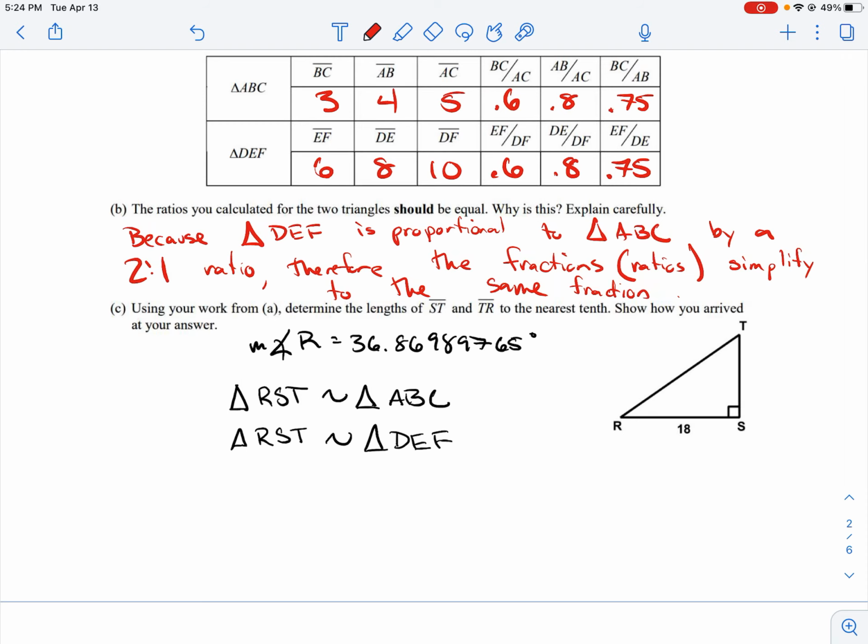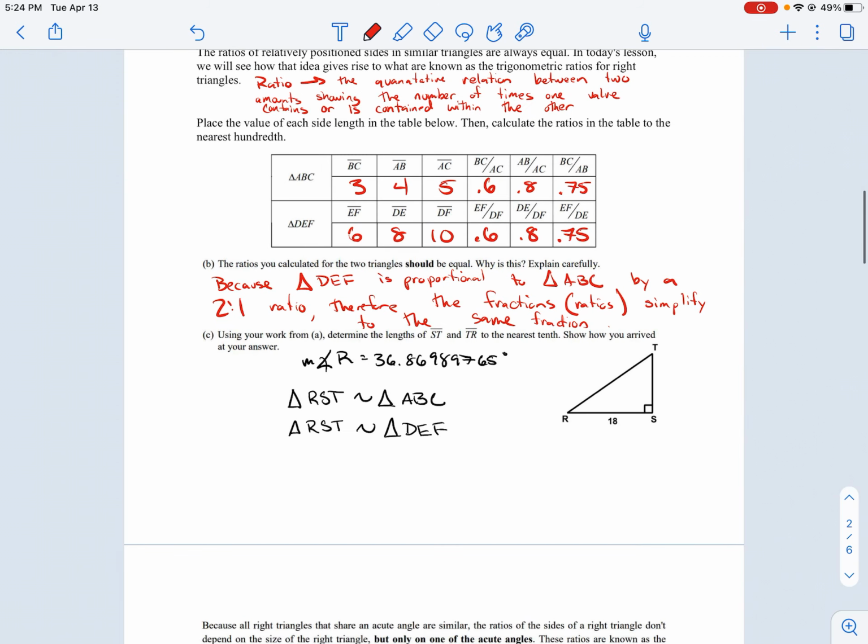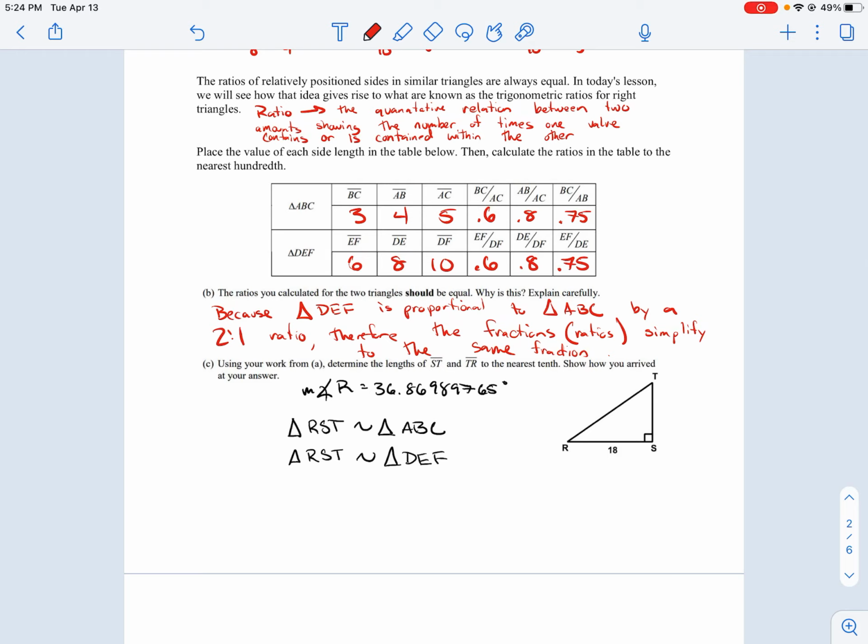Okay? So it says, using your work from A, determine the lengths of ST and TR to the nearest tenth. Show how you arrived at that answer. Okay? So what we're going to have to do is set up some proportions. So what they're saying is that RST is similar to ABC and similar to DEF. Okay? Meaning that their sides are proportional. And all of their angles are essentially the same, right? In order to preserve shape, all the angles must be the same. Okay? So, therefore, we kind of wrote that right there, right? They got the same angle there. If that's the same here, that's the same there, and so on.